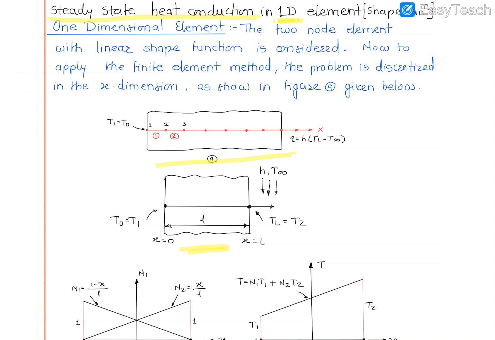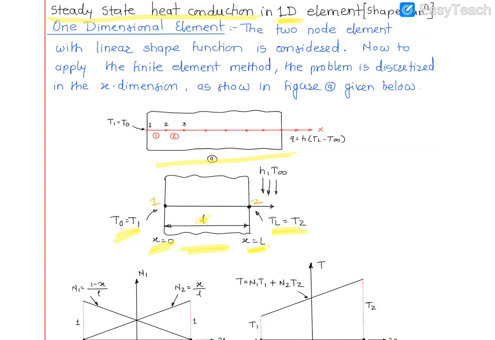with the length L, x is equal to 0 and x is equal to L, both the ends of that element. Then at the first node T0 is equal to T1, and at the second node TL is equal to T2.